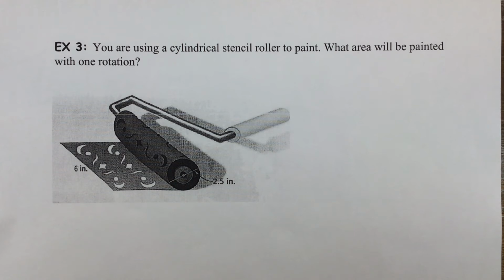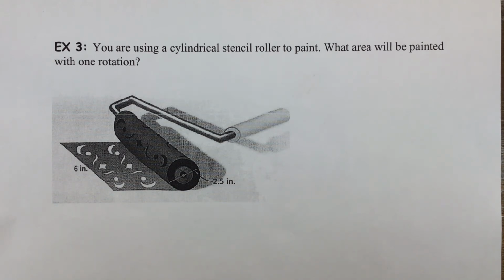Example 3, you are using a cylindrical stencil roller to paint. What area will be painted with 1 rotation? Okay, in other words, we're going to take this roller, we're going to roll it once. Wherever it starts, we're going to roll back to that same point, and we're asked how much area is going to be painted with that. What that really refers to here is the lateral surface area. So the bases of the cylinder don't really matter because they don't contribute to the painting. It's just going to be that wrapping or that lateral surface area that we have here.